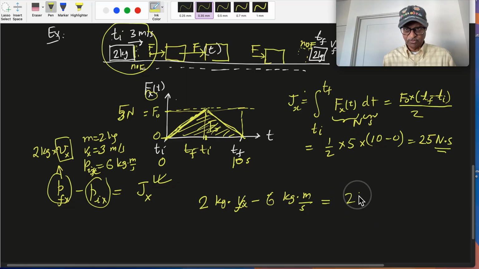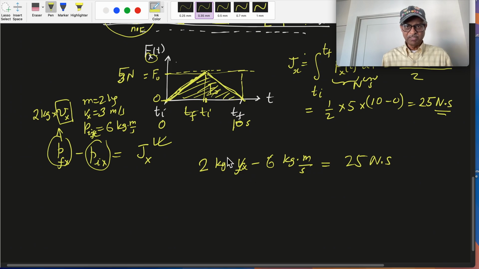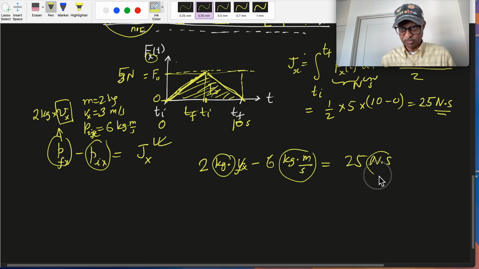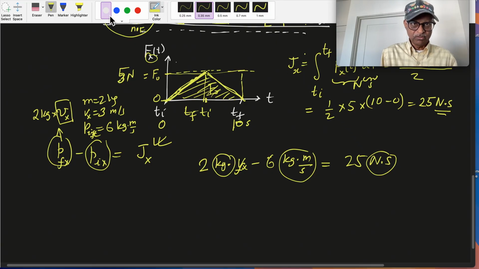equals 25 newton second. Now see, all of them are SI units, so carrying these units is too much work. As long as it's consistent, you just don't write these units in the equation.